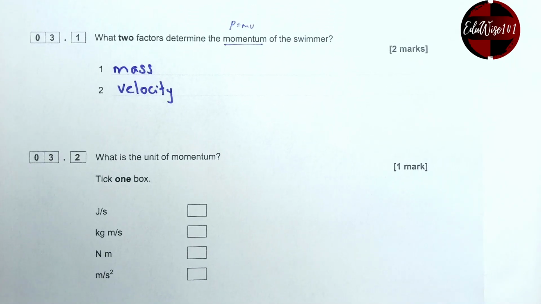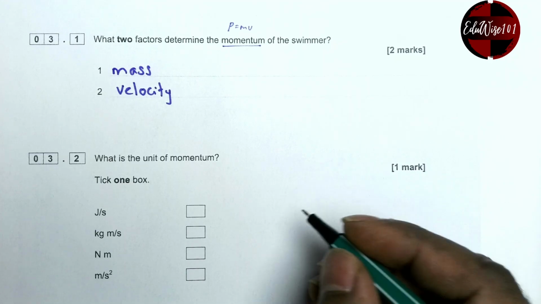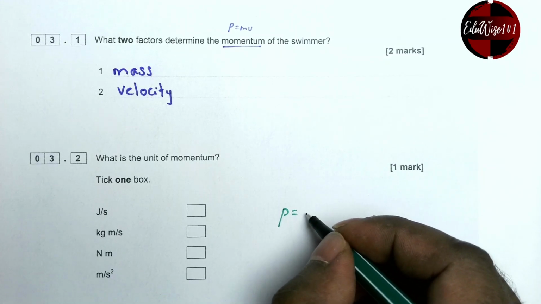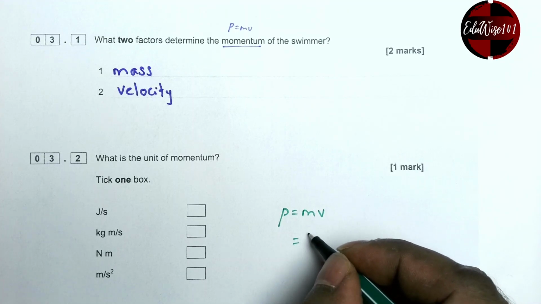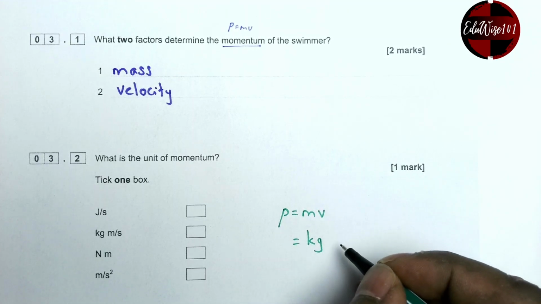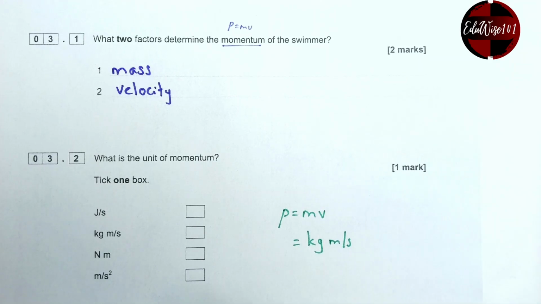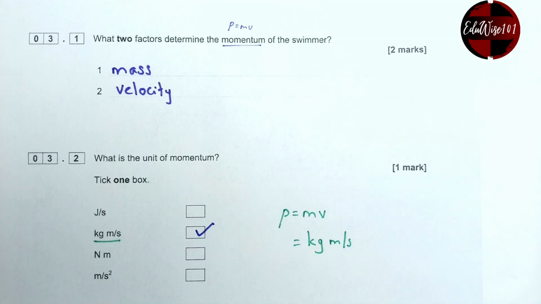What is the unit for momentum? So how do you work out the unit for momentum? We know the equation for momentum is p equals mv. So the unit for mass is kg, and the unit for velocity is meters per second, which is going to be the second option. Next question.